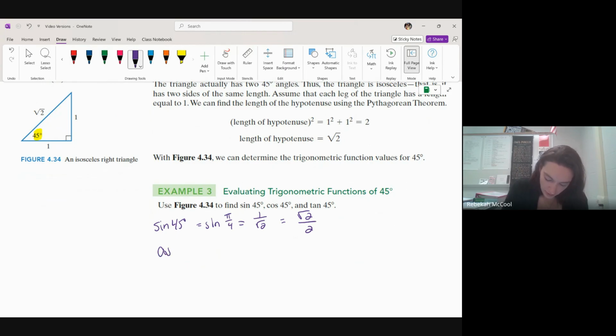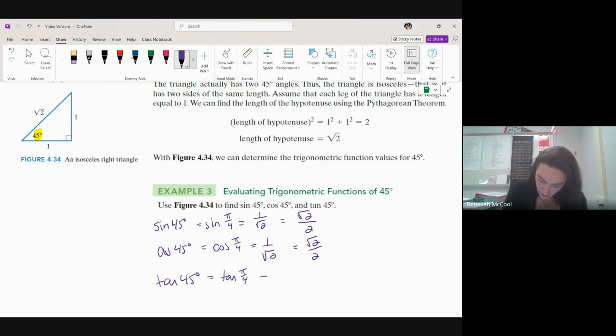And then cosine will be the same thing, because our adjacent, cosine of pi over 4, our adjacent side also has a length of 1. And so we end up with the same thing of root 2 over 2. And then tangent being opposite over adjacent, since those values are the same, we get 1 over 1, which is just 1.